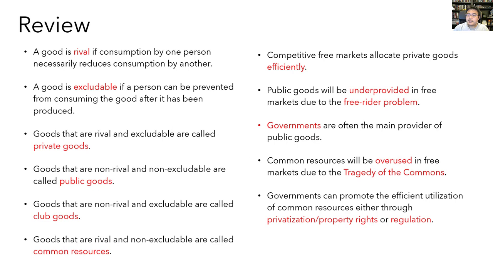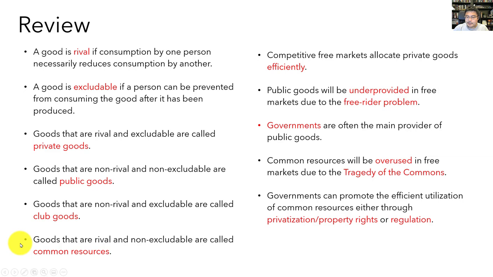Here's a quick review. We defined that a good is rival if consumption by one person necessarily reduces consumption by another. A good is excludable if a person can be prevented from consuming the good after it has been produced. Goods that are both rival and excludable are called private goods. Goods that are non-rival and non-excludable are called public goods. Goods that are non-rival and excludable are called club goods. And goods that are rival and non-excludable are called common resources.